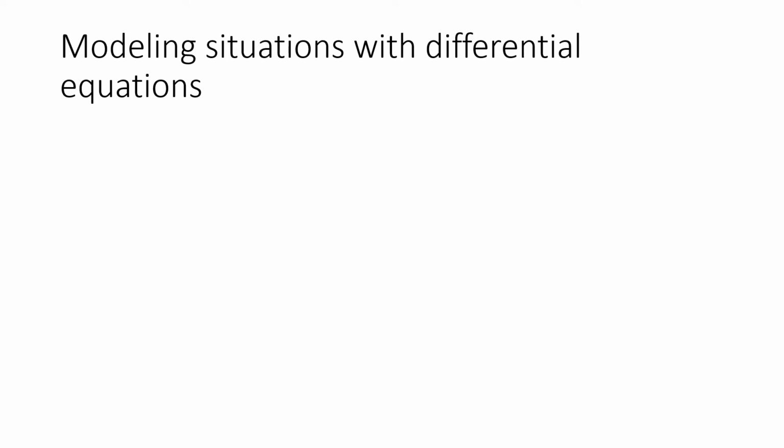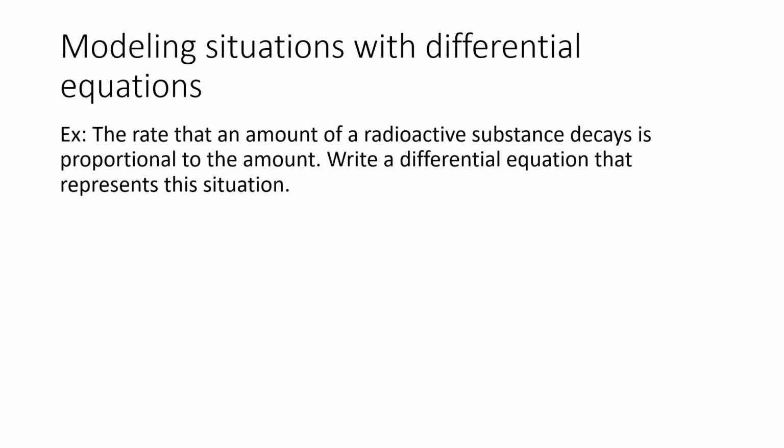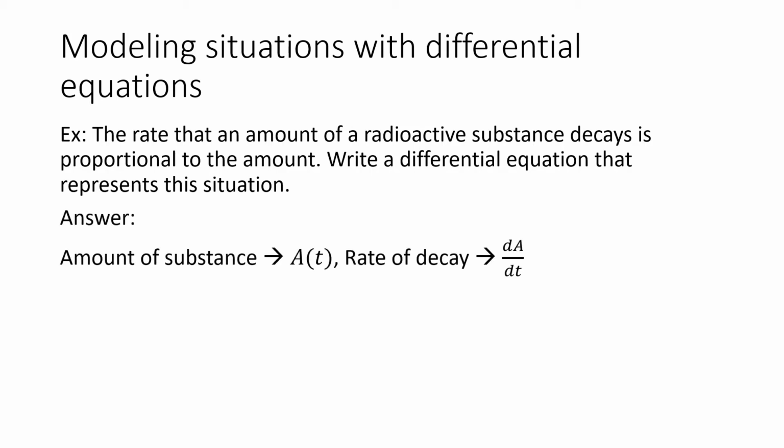All right, let's get another example here for some extra practice. The rate that an amount of a radioactive substance decays is proportional to the amount. Write a differential equation that represents this situation. Okay, so let's get some notation out of the way. The amount of the substance will be denoted by A of t, and the rate of decay will be dA/dt, right? Because this rate is going to be over time, and that makes a lot of sense, right? It's going to get less over time due to the half-life.